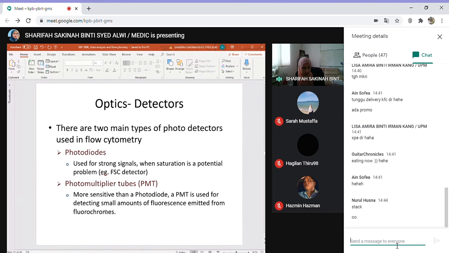Usually the PMT is used for very sensitive experiments. For very tedious experiments, we usually use PMT.